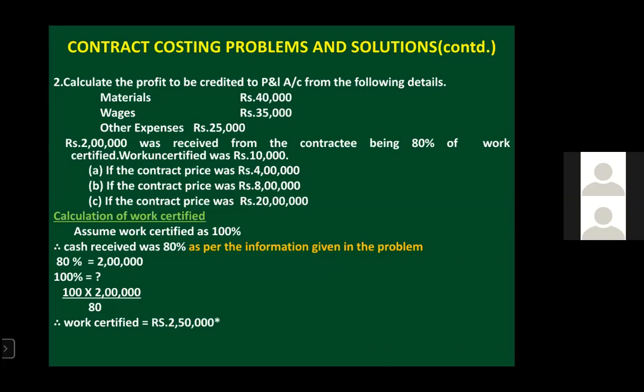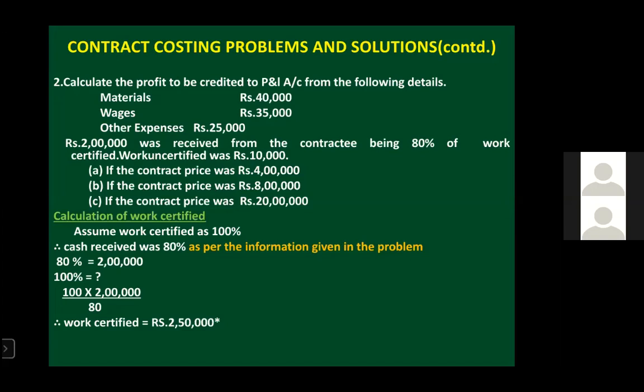By using the information of the cash received, we can calculate the work certified as we discussed in the previous problem. So my working is first to calculate the work certified. Assume work certified as 100 percentage. The cash receipt given in the problem, 2 lakhs, is 80 percentage of the work certified. So 80 percentage is equal to 2 lakhs, means 100 percentage is equal to what? So cross multiply: 100 into 2 lakhs divided by 80. What is the work certified?